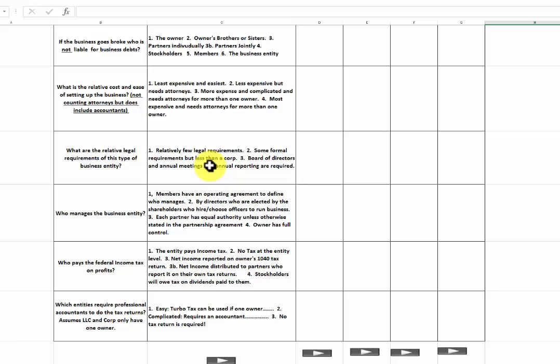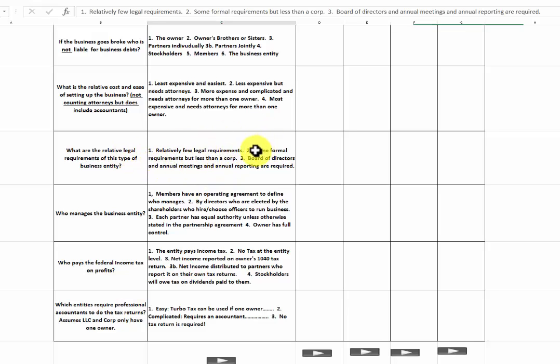Partnerships are similar, except that you have your partnership agreement, which can end up being quite a litigious situation, especially if there are losses or somebody dies. Let's see, some formal requirements, but less than a corporation. Well, that's referring to your LLC. It gives you limited liability protection, and it is easier to set up and easier to maintain the accounting for, and so that's the LLC.